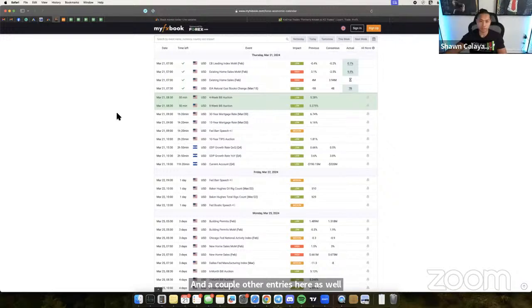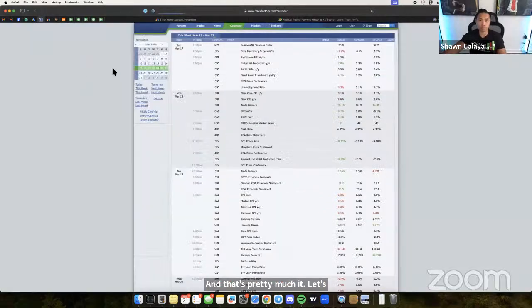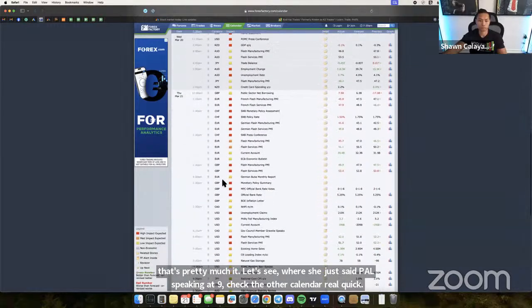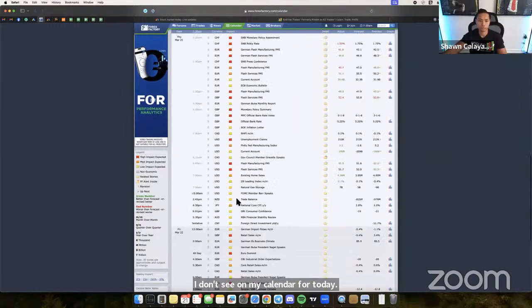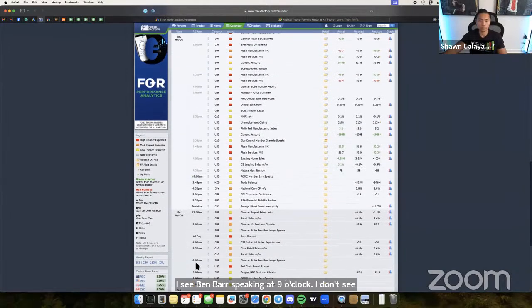Let me check the calendar for today. There's nothing else for today. It looks like we have the 4-week bill auction and the 8-week bill auction at 8:30. At 9 o'clock, we have mortgage rates. And that's pretty much it. Let's see, Rashida said Powell speaking at 9. Let me check the other calendar real quick. I don't see it on my calendar for today. I see Fed Bar speaking at 9 o'clock. You're right. Okay, so I see it over here.